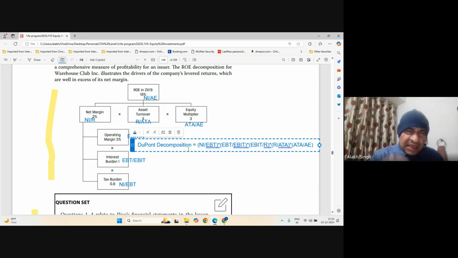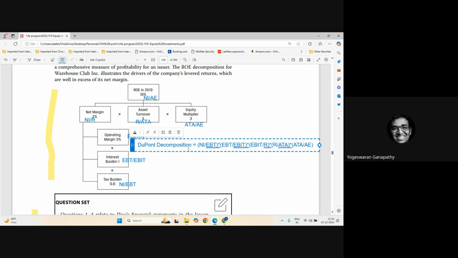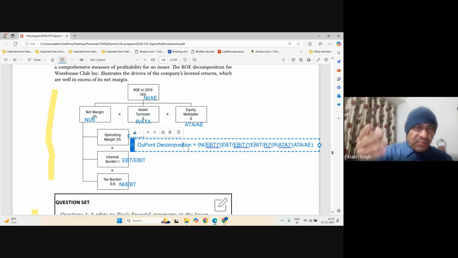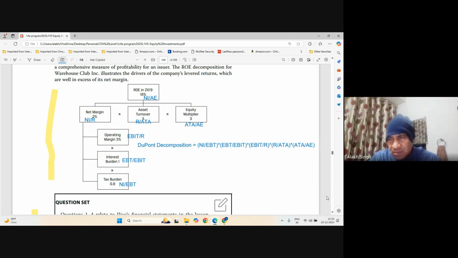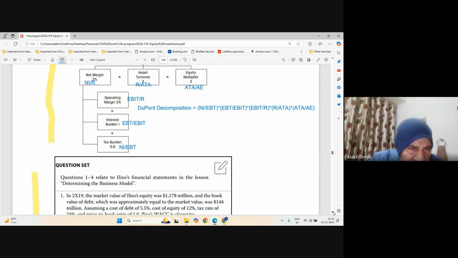It starts with tax burden, then interest burden, then operating profit margin, and after operating profit, asset turnover, equity multiplier, and that gives us the return on equity. Try to do it tonight so that you will remember. And this one is very important. At least there will be 2, 3 questions with different combinations of this. Okay, let's go to the next.